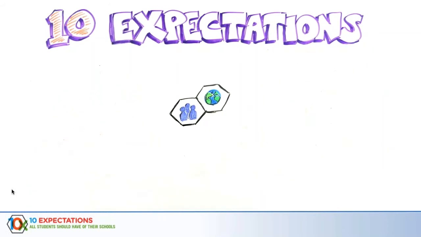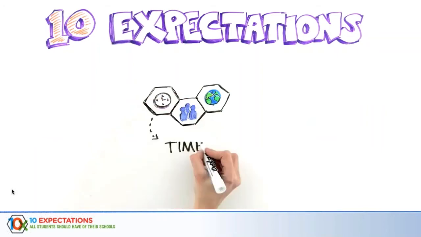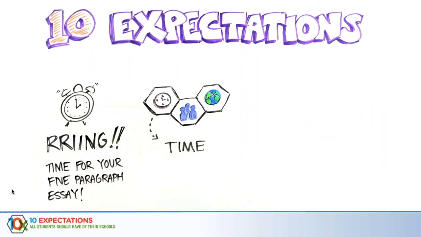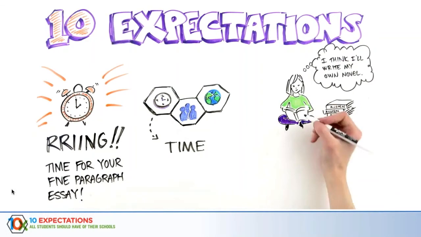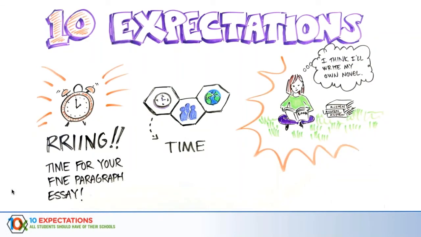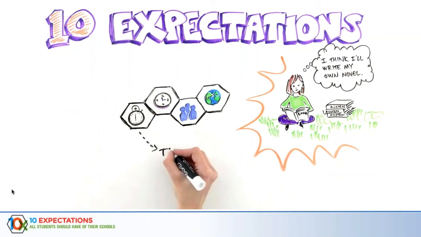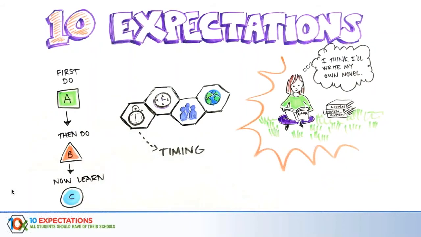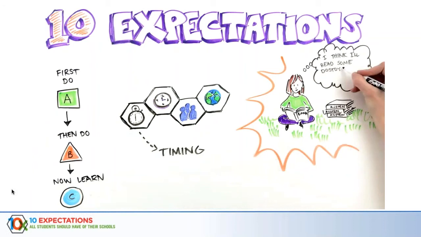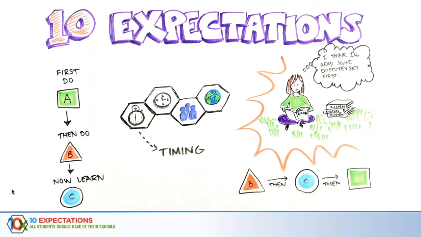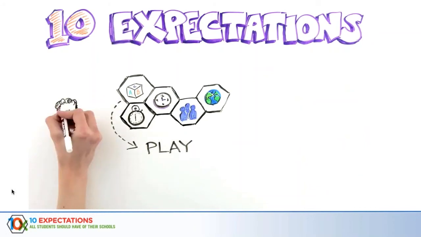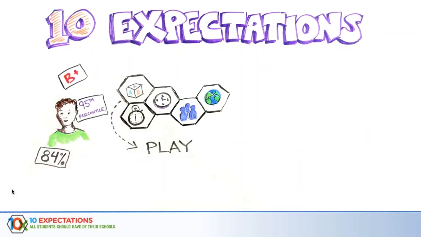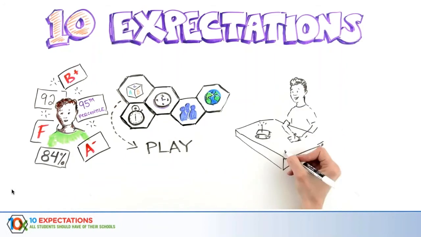Time. Am I expected to learn at a constant pace decided by the teacher? Or can I learn at my own pace? Is there time for my learning to be deep as well as broad? Timing. Do all students have to learn things in the same sequence? Or can I learn things in the order that fits my learning style or interest? Play. Is there always pressure to perform? Or do I have opportunities to explore and make mistakes and learn from them without being branded as a failure?